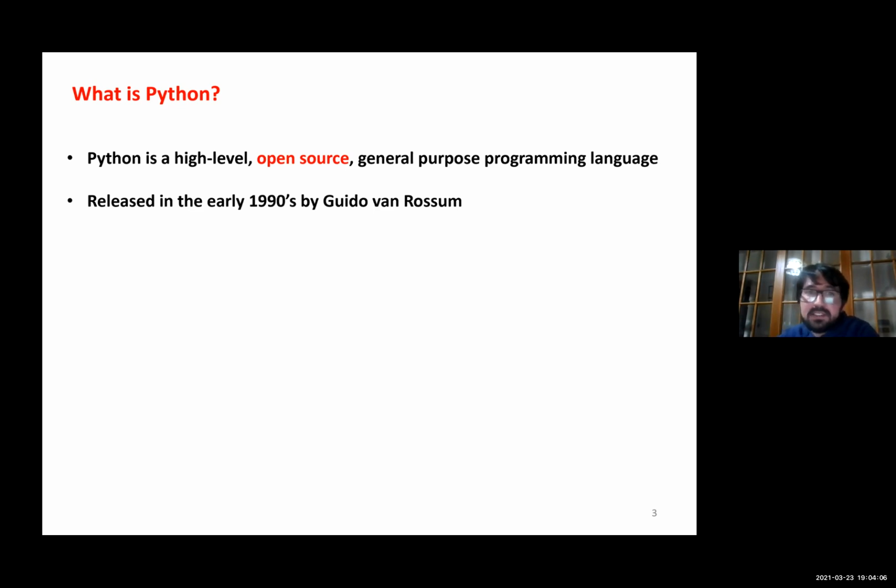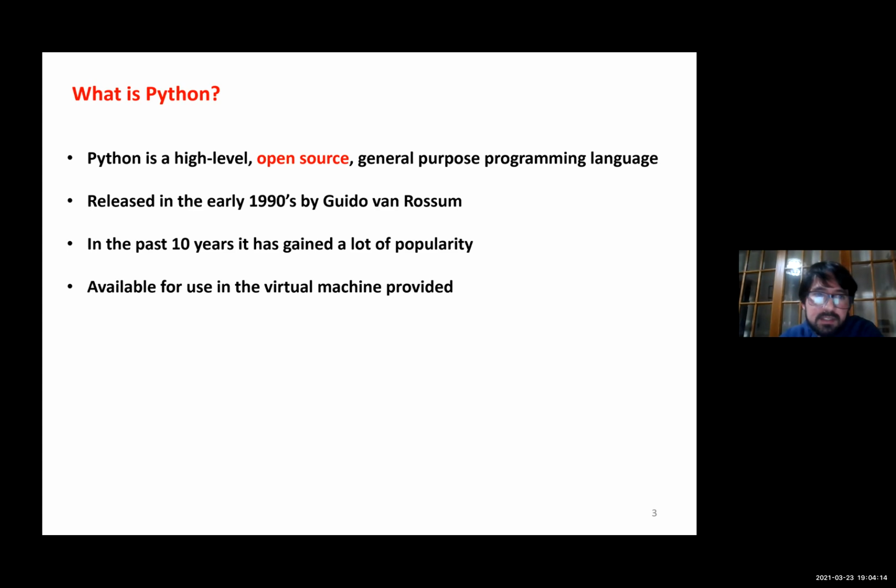It was released in the 1990s by Guido van Rossum. And in the past 10 years, it has gained a lot of popularity. And this is already available in the virtual machine that we provided for this course.